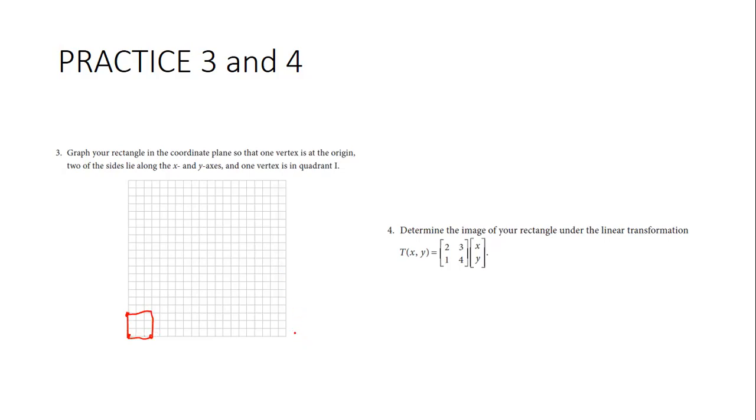From here, can we write that as a matrix? Okay, so let's write the matrix of our rectangle. What is the matrix of our rectangle? 0, 0. 3, 0. 3, 4. 0, 4.